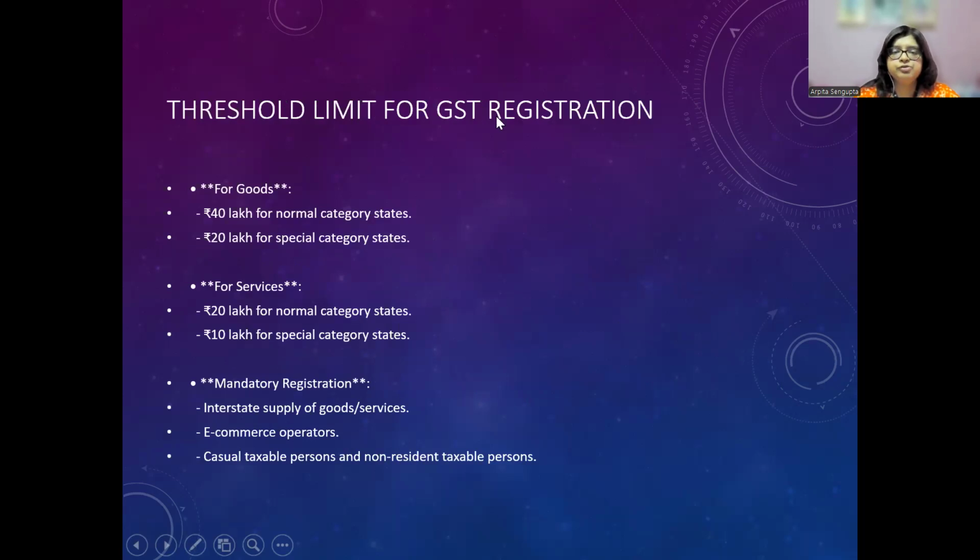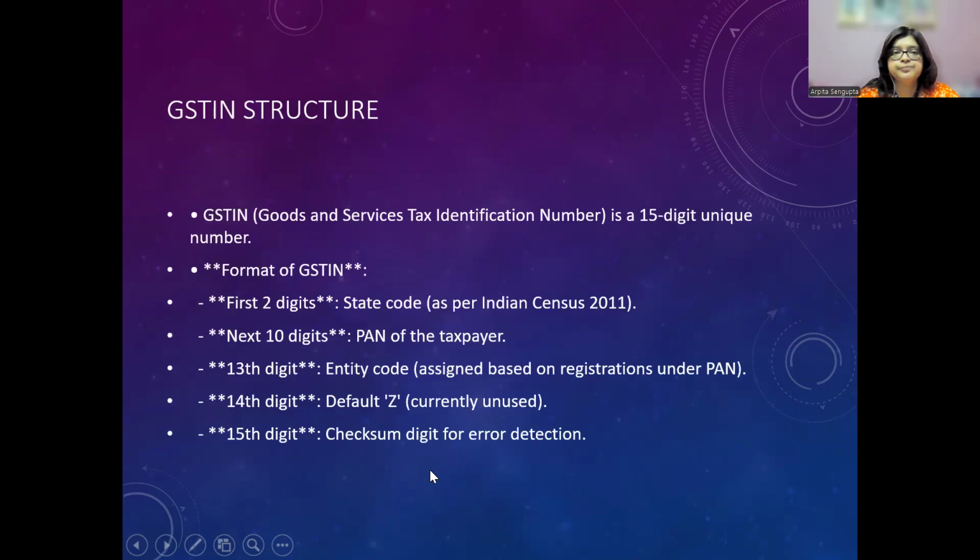Now, what is the threshold limit for GST registration? For goods, it is 40 lakh for normal category states, and in case of special category states, like Jammu and Kashmir, the threshold limit is 20 lakh. For services, it is 20 lakh for normal category and 10 lakh for special category. Mandatory registration applies for interstate supply, that is, whenever goods are supplied from one state to another, as well as for e-commerce operators, casual taxable persons, and non-resident taxable persons.